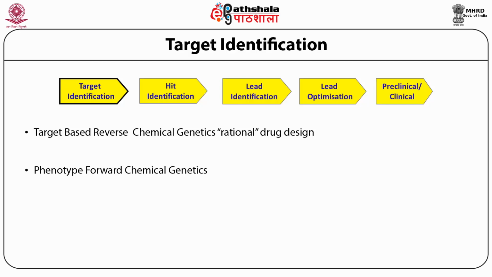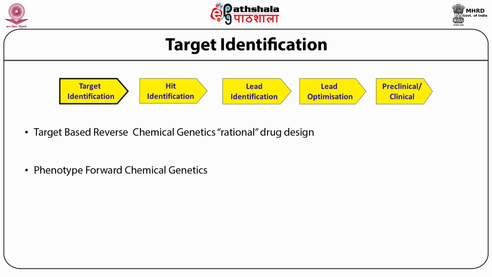Hit identification defines only the molecules that can bind to the target, but it doesn't mean they will be functional drugs. Out of those hits, they are used for different assays. We go for the lead identification. Then, to increase the potency of the lead molecules, we go for the lead optimization, and then for the different preclinical and clinical trials before the release of that particular drug.